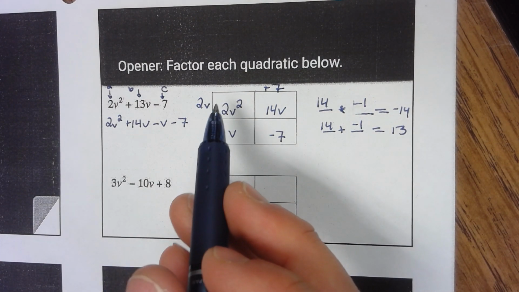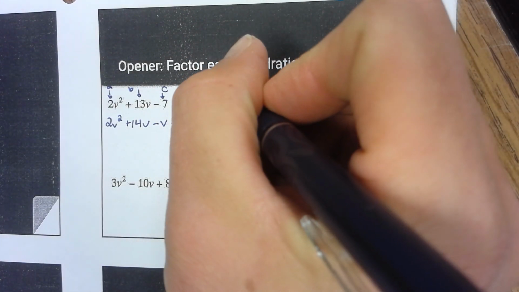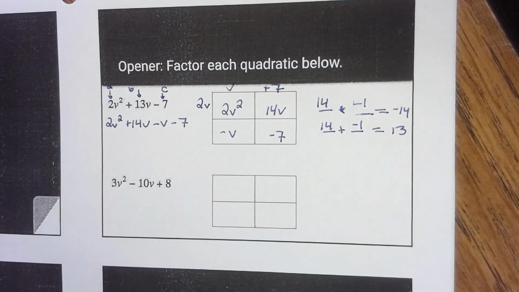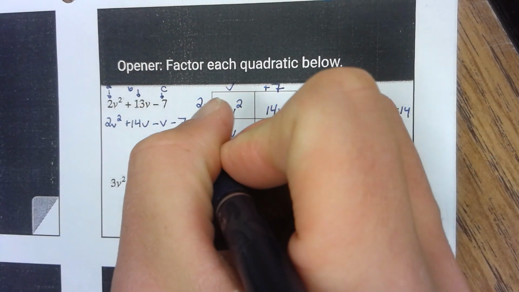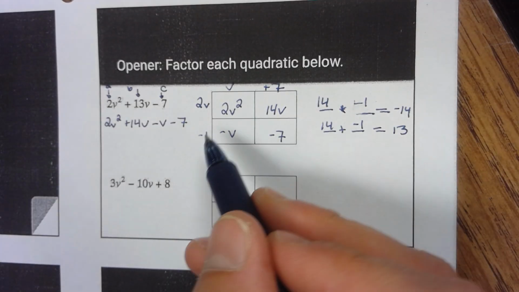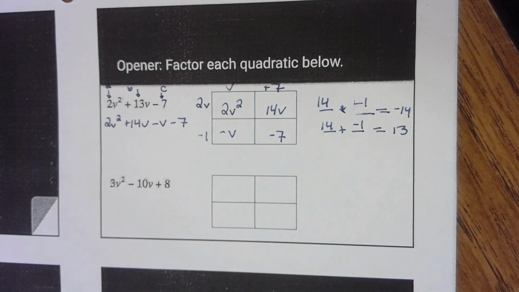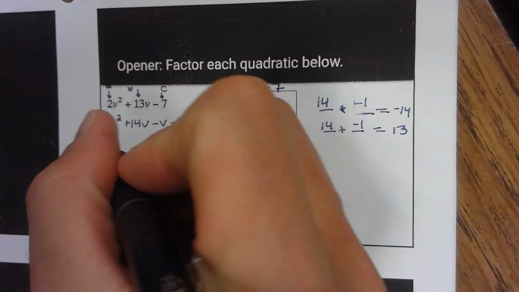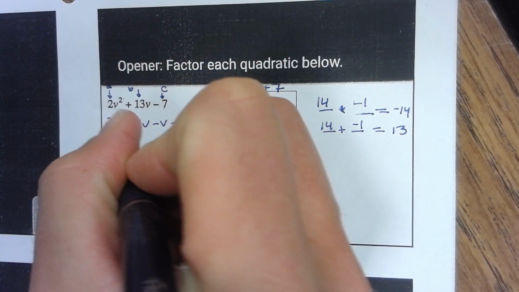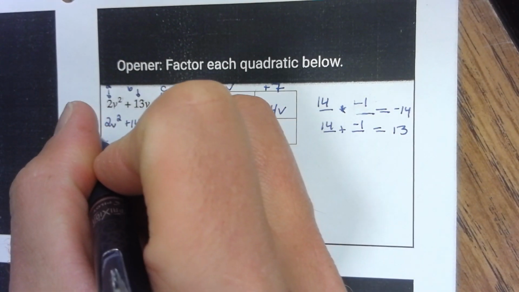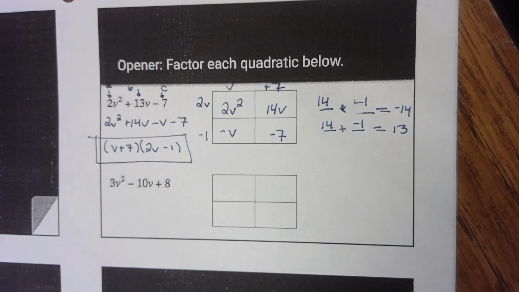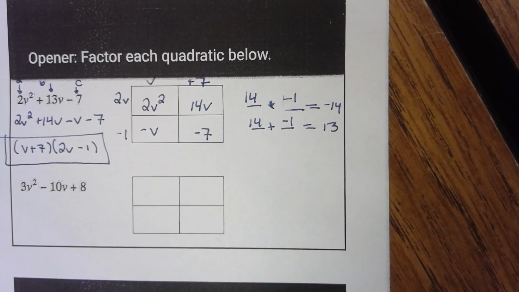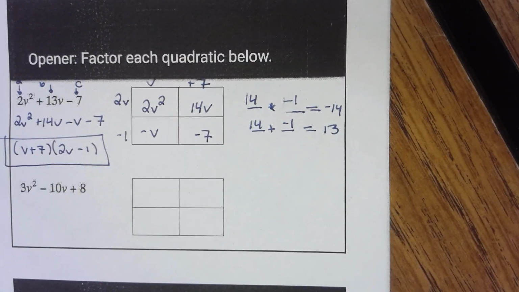That means to get 2V squared here, I need a V. V times 2V is 2V squared. And V times a -1 gives me -V. -1 times 7 is -7. So this factors to be V plus 7 times 2V minus 1. All right, questions there?